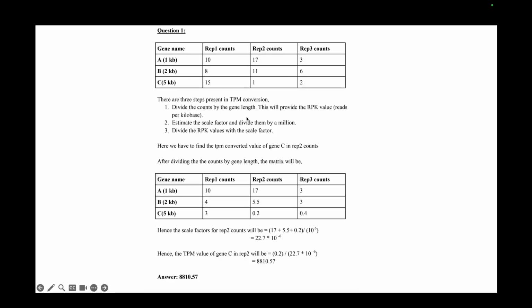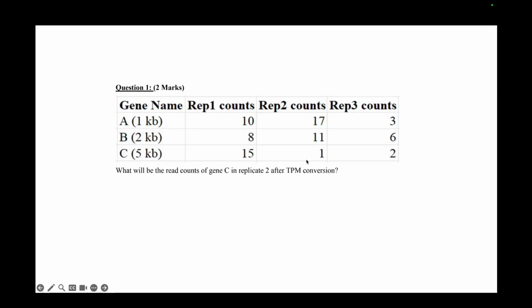Now you multiply. This is not 1 actually, this is 0.2, so you have divided by 5. So you divide 0.2 by the scaling factor, and the answer is 8810.57. That is the TPM value of this gene C after TPM conversion.